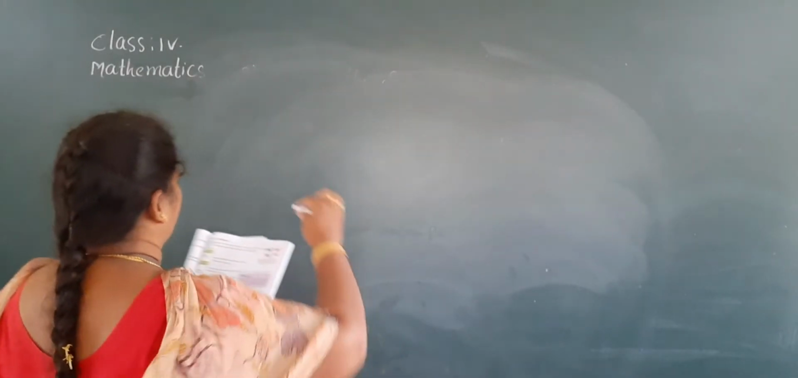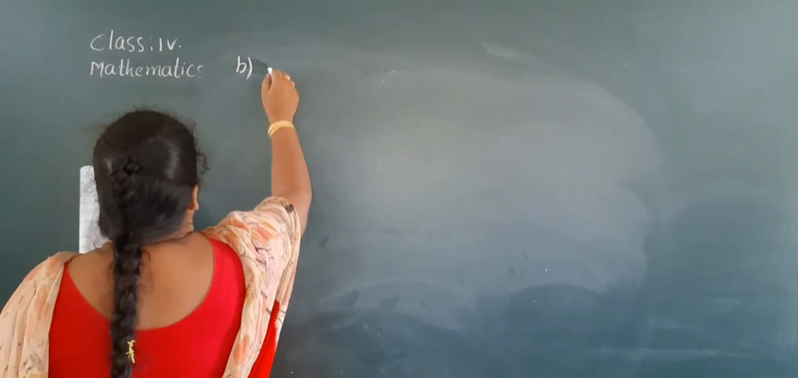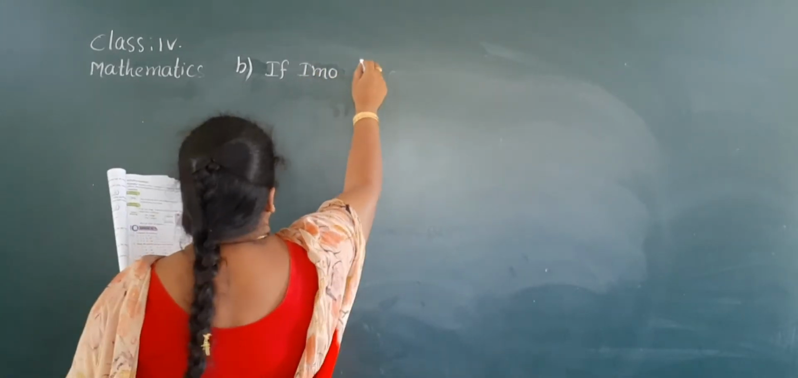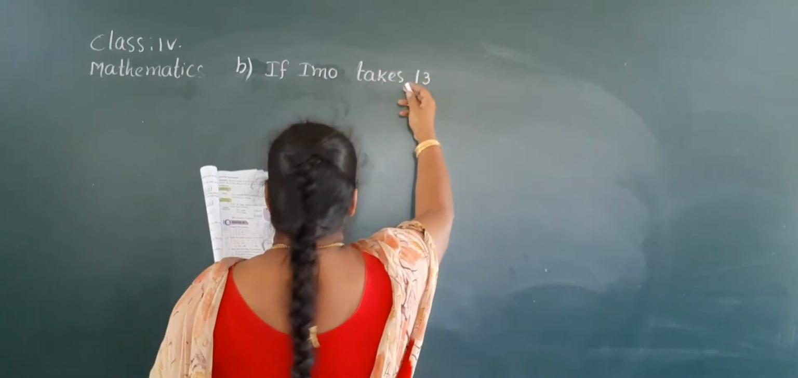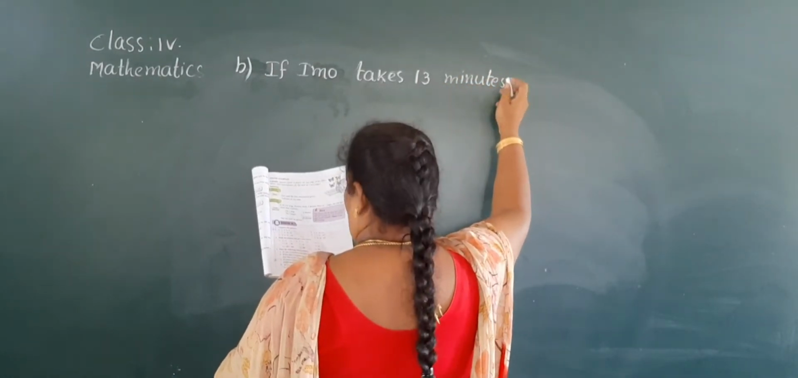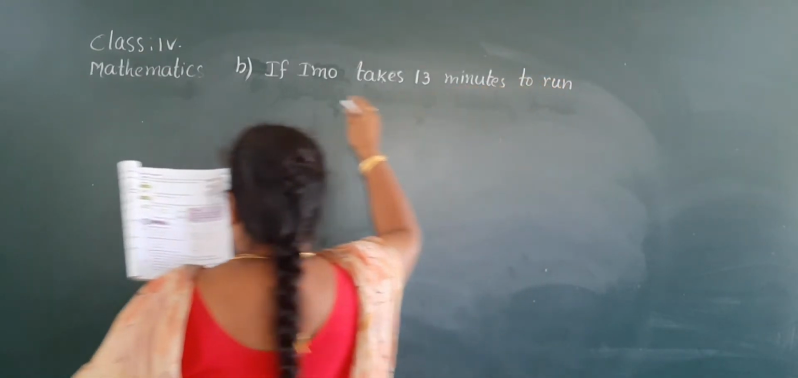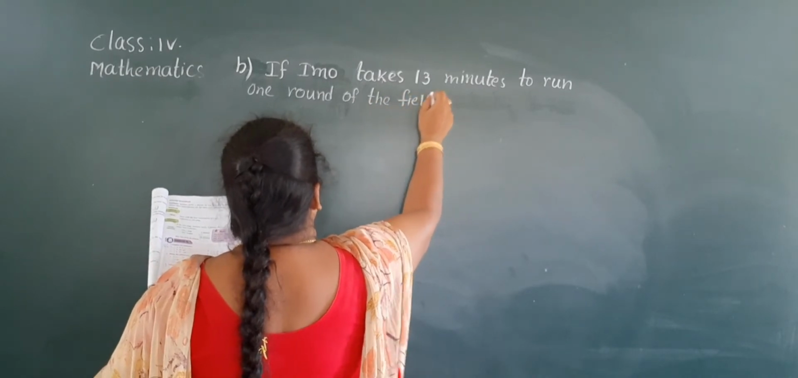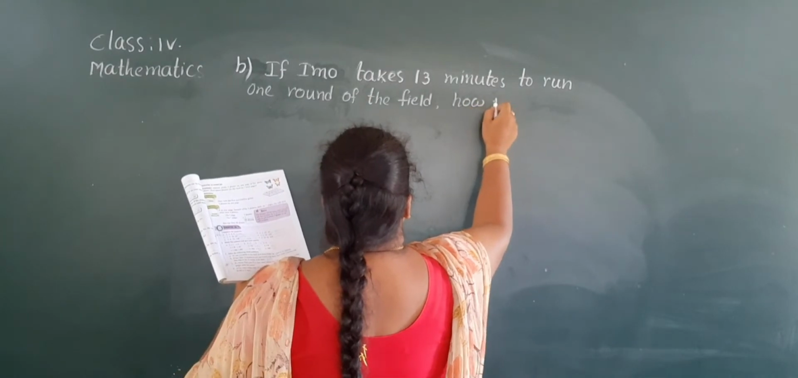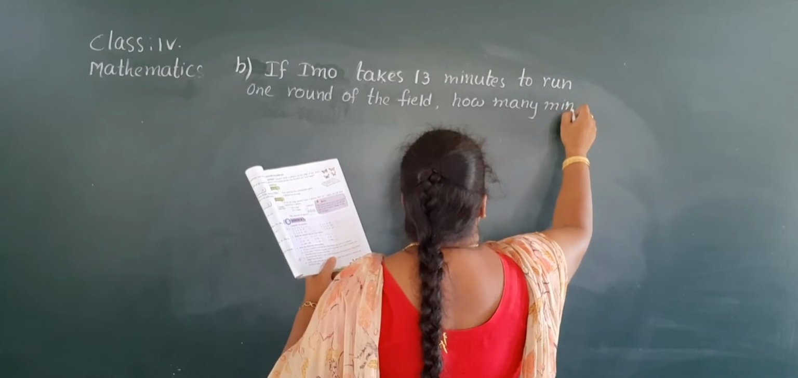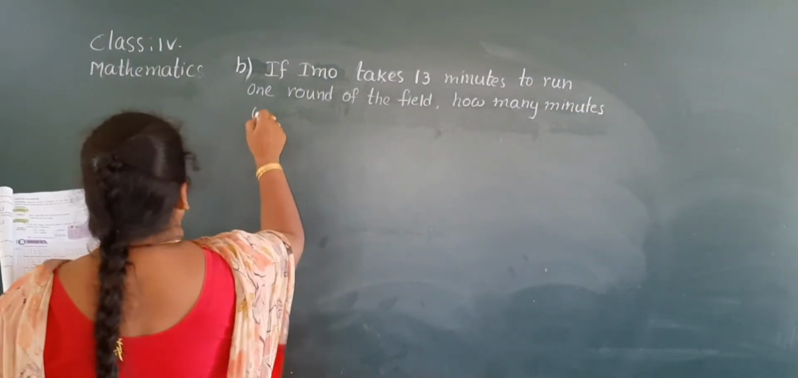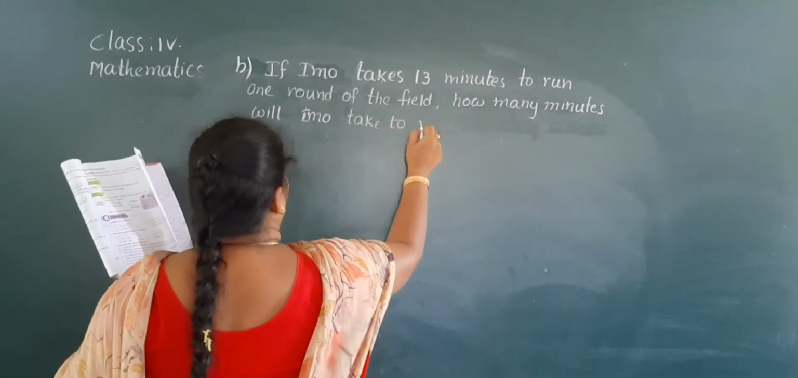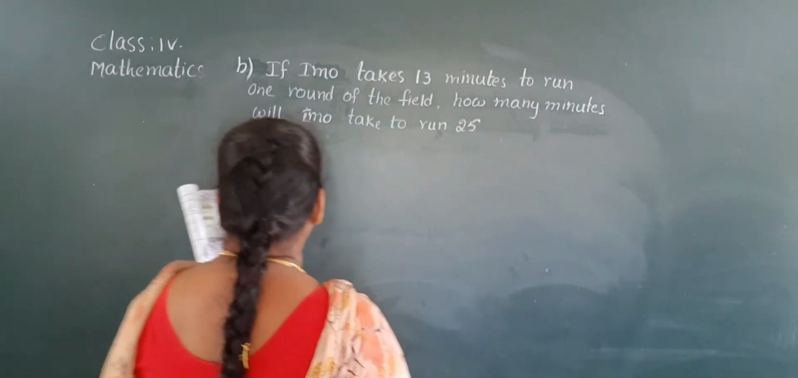Next, B problem, Nana, not second, B problem. Write down, if IMO takes 13 minutes to run one round of the field, how many minutes will IMO take to run 25 rounds of the field?